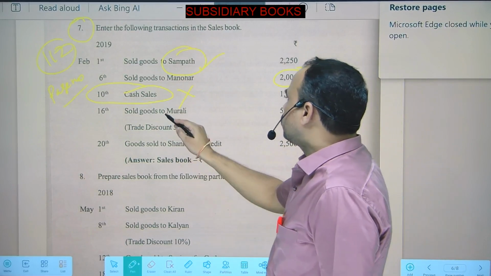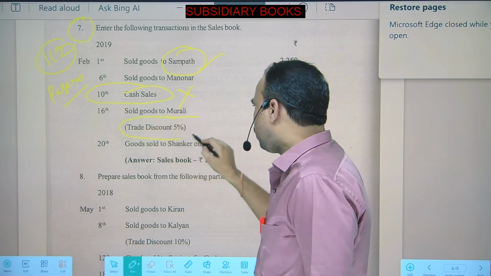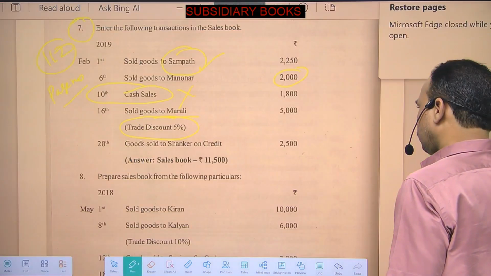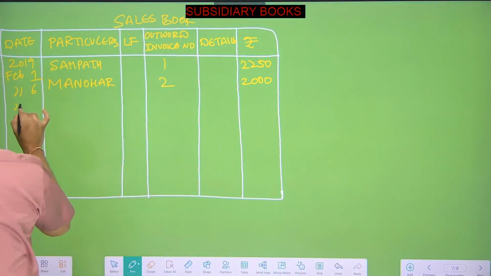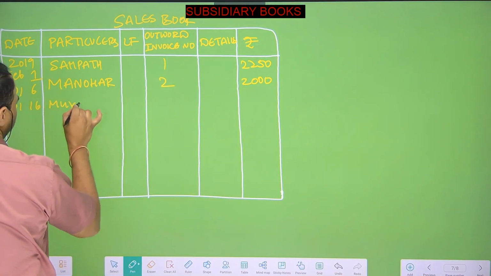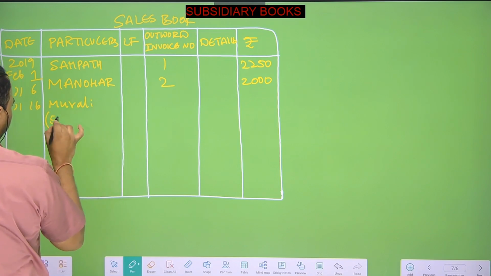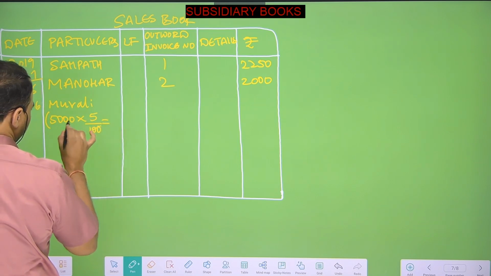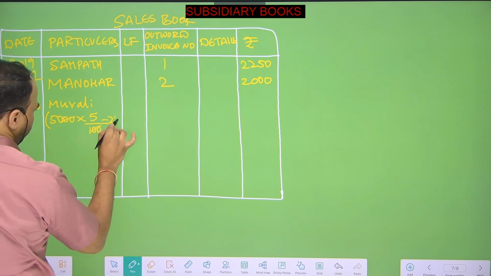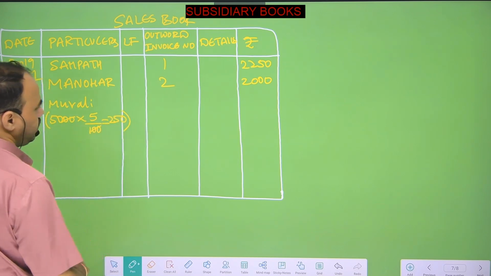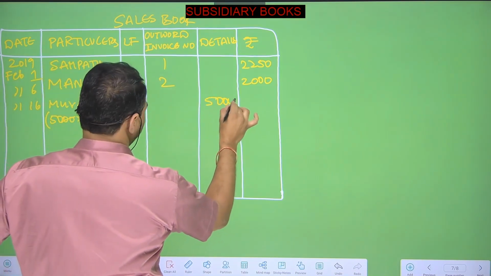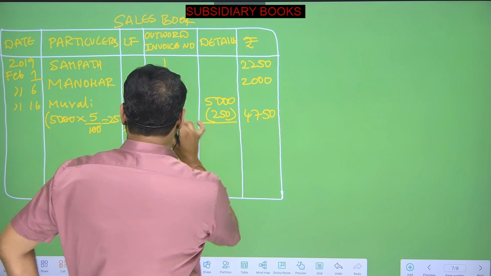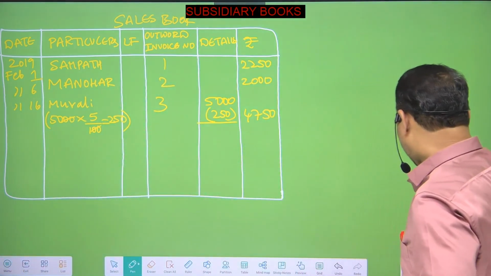Next one, sold goods to Murali 5000 rupees, trade discount 5%. So date 16, Murali, amount is 5000 rupees and discount is 5%, that means 5 by 100. 2 zeros cancel, 5 5s are 25, only 1 zero is there, 250 is the discount. So in the details column 5000 rupees minus 250 discount, outer column 4750. This is transaction number 3.